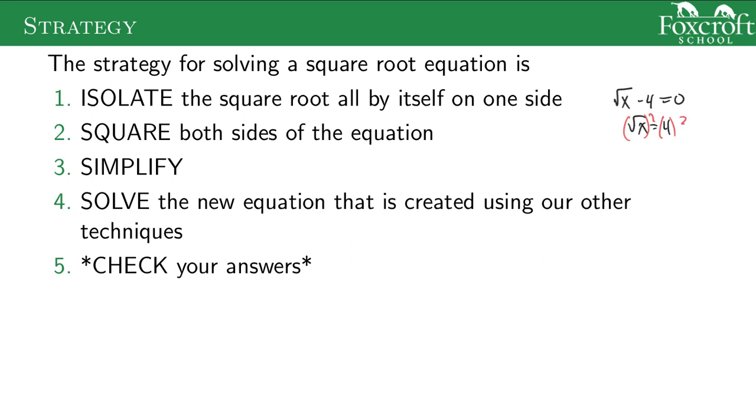I simplify, so the square roots cancel out. 4 squared is 16. And now you get this new equation. In this case, we're already done. Otherwise, we get a new equation that we have to solve, maybe using some of our other techniques.